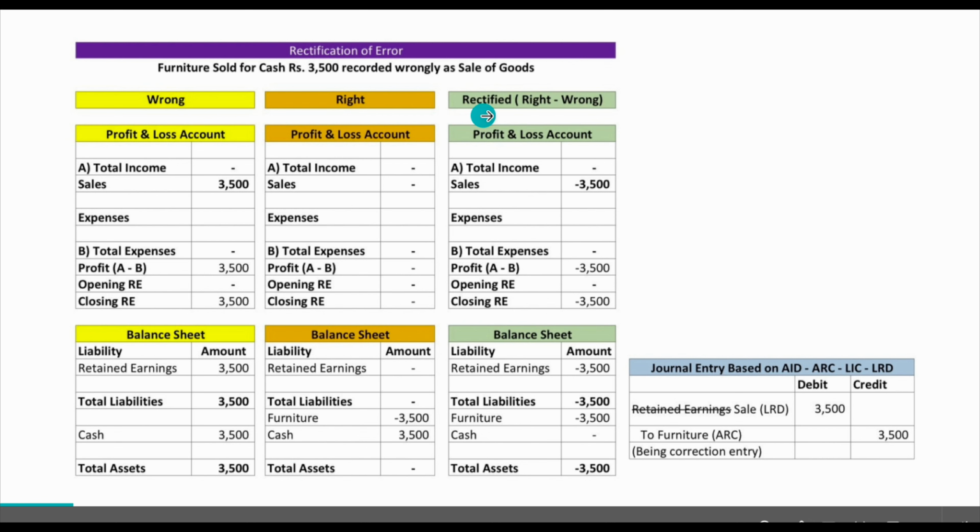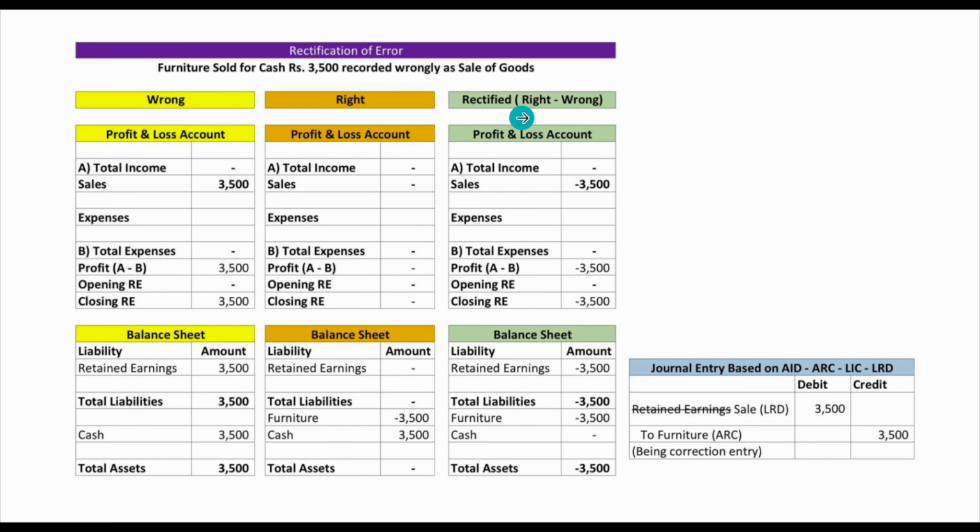Now let us do rectification. So rectified, that is right minus wrong. So sales right is 0, sales wrong is 3500. So 0 minus 3500 is minus 3500. Profit A minus B is minus 3500. Opening retained earning is 0. Closing retained earning is minus 3500 profit plus opening retained earning. So closing retained earning is minus 3500.